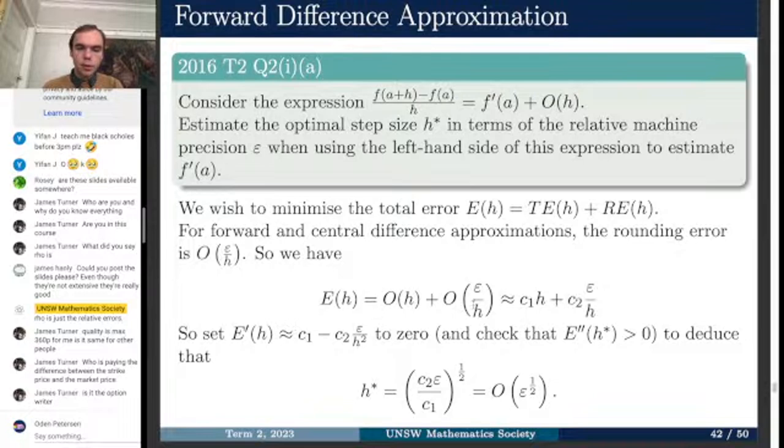And so if we differentiate this expression here, and we set that to 0, and check that the stationary point is actually a minimum, then we can solve for the optimal value of the step size if we want to minimize the total error. And that works out to be this expression here, which is on the order of the square root of the machine precision. And that's a good enough answer for the solutions. We don't need an exact number, we just need the sort of magnitude of how big the step size should be.